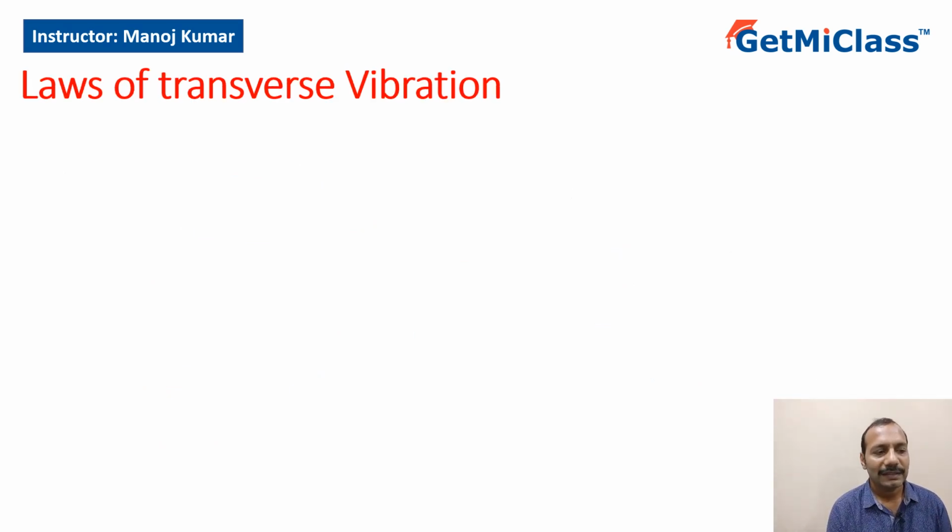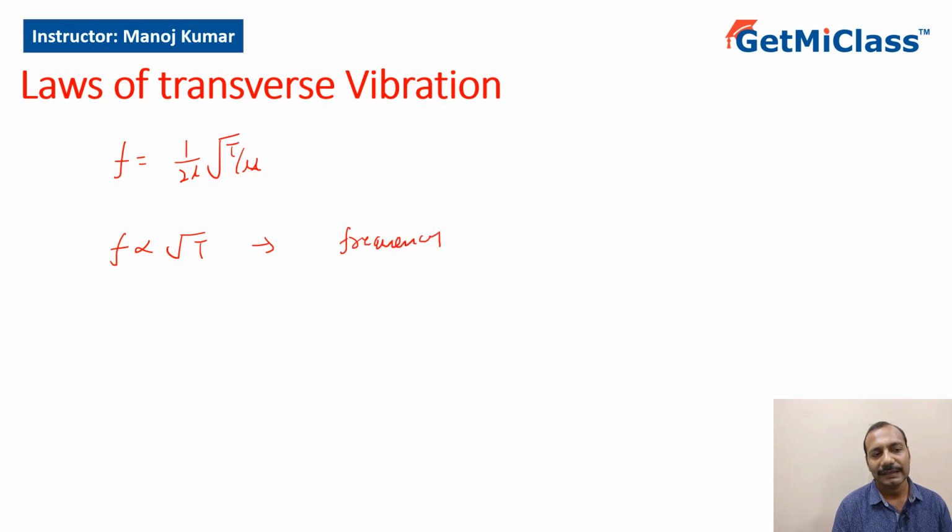Now based on this, we give some laws of transverse vibrations on strings. We'll take the reference as f equal to fundamental frequency, that is f equal to 1 by 2L root T by mu. Here you can say that f is directly proportional to root T. So one law is frequency is directly proportional to square root of tension. This is the first law.